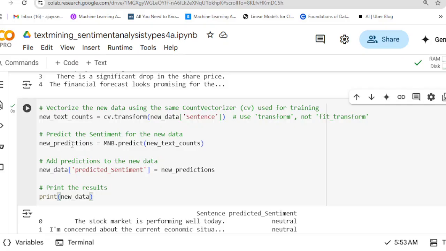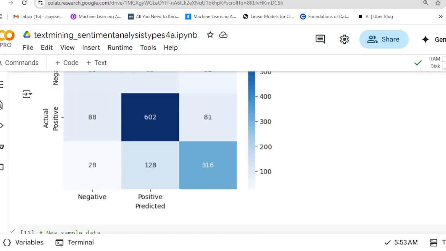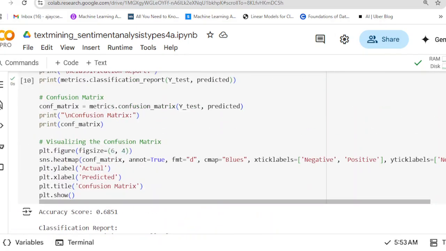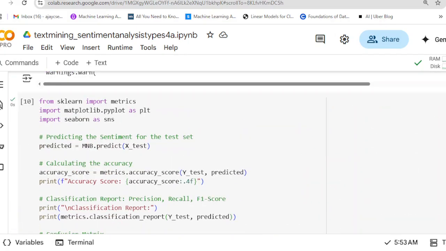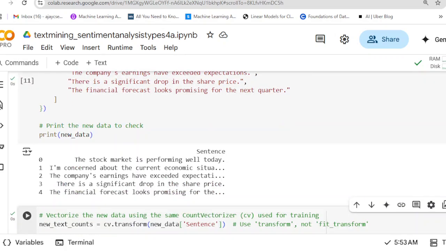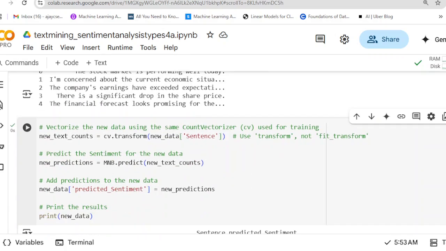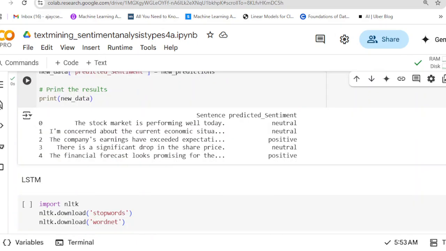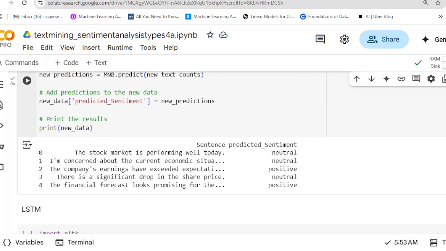new data. New predictions equal to MNB. Now MNB is the model that I have trained here, and based on that same model I predict the sentiment here. And depending upon that, it is showing me the result. So as we can see, it's a fairly good result.